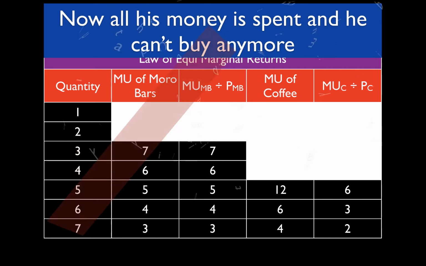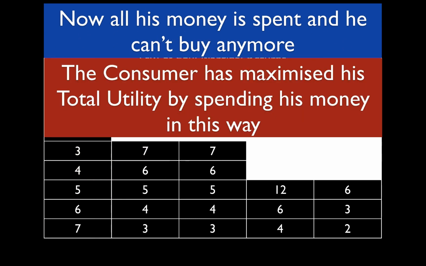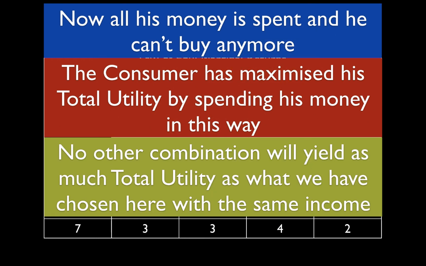So now all his money's been spent, he cannot buy any more, therefore he has no other opportunities to increase his happiness through consumption. So the consumer has maximized his total utility by buying 2 Morrow bars and 4 cups of coffee. And if you want, rewind the video and see that there's no way, through any other combination of coffee and Morrow bars, that he can get a higher total utility from his spending than he could with 4 coffees and 2 Morrow bars.